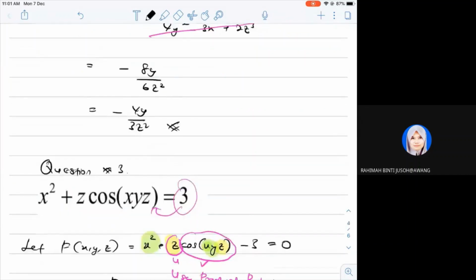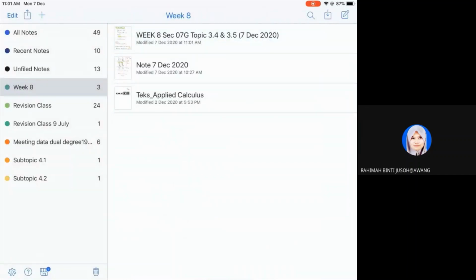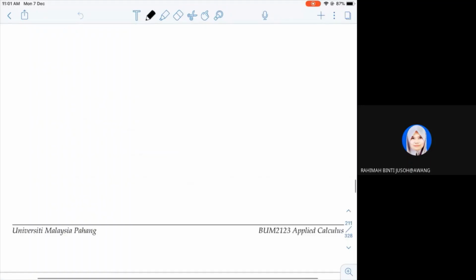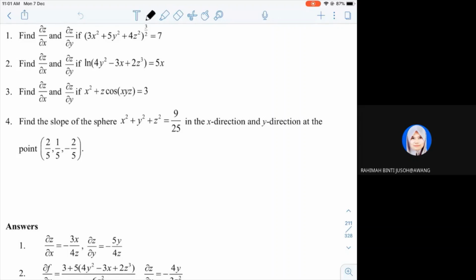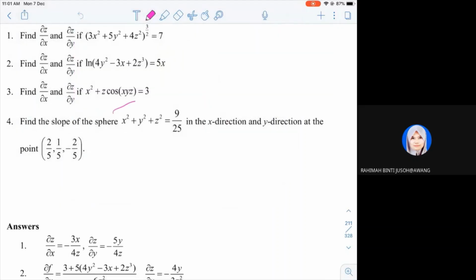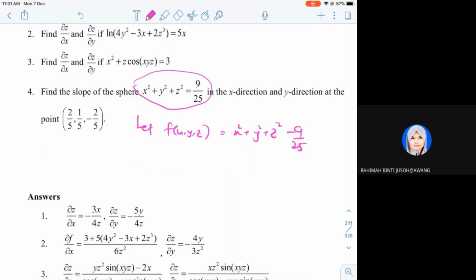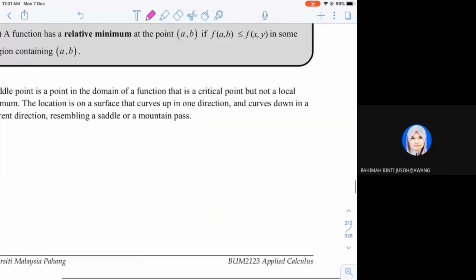Question number... Okay, let's take a look at the tutorial. Look at the tutorial question. This one is easy, guys. The question number, find the slope. This one, it should be easy. Because you just let f(x, y, z) equals to x squared plus y squared plus z squared minus 9 over 25. So, of course, very easy. To differentiate it, I won't show. Question number 4 is very simple. So, let's look at the tutorial question. Find a slightly harder tutorial question.